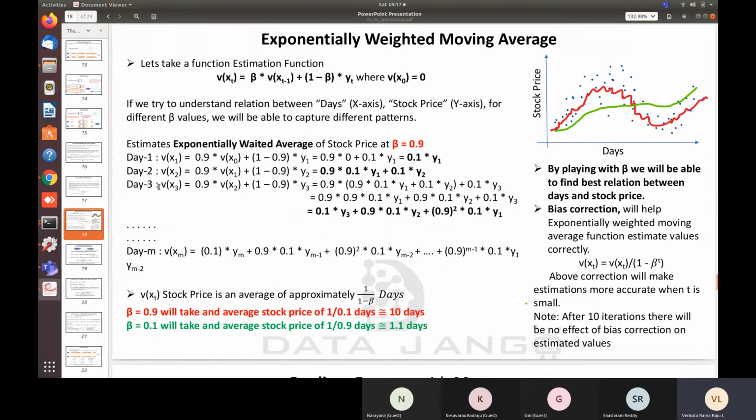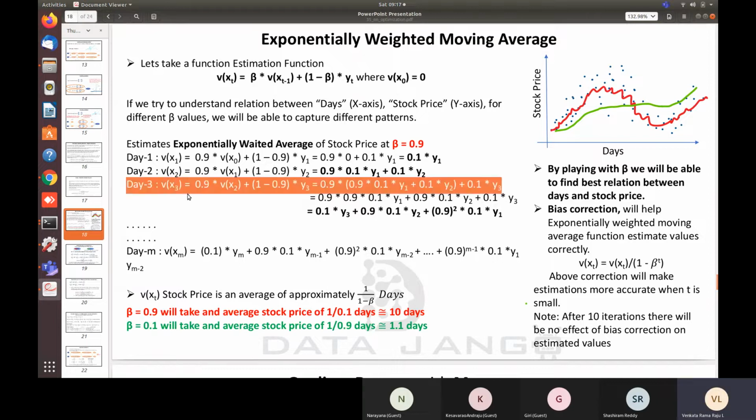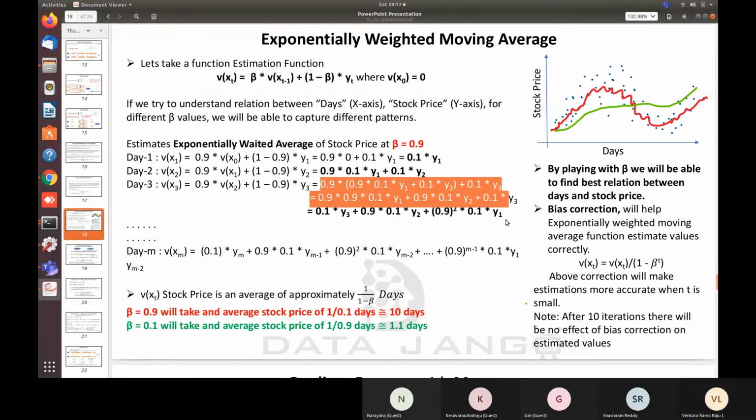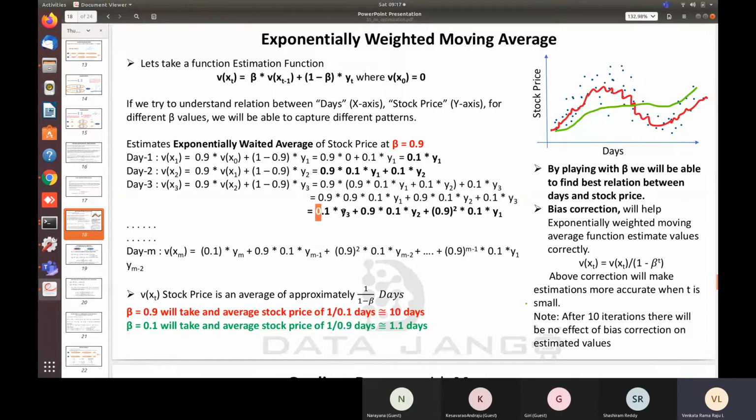So when I am predicting the t-th day stock price, I am considering all previous days' actual values, along with the current day's value also. Right. Got it?